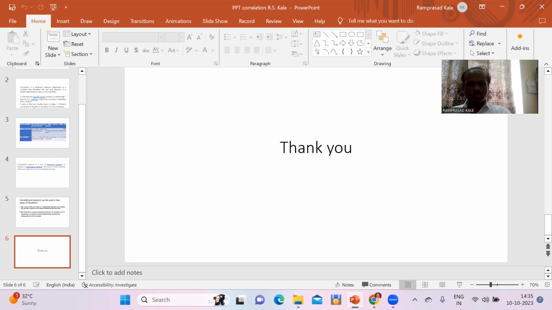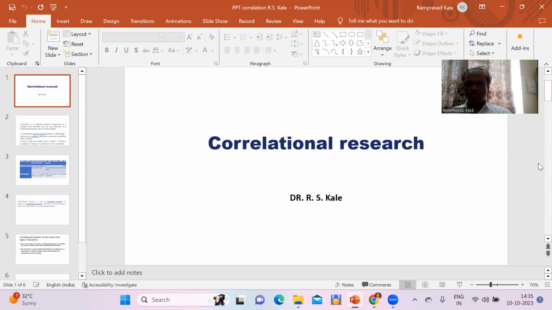Today we will discuss the concept of correlation and correlational research. Correlation is a statistical term describing the degree to which two variables move in coordination with one another.